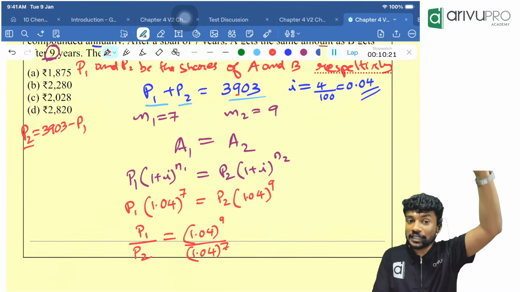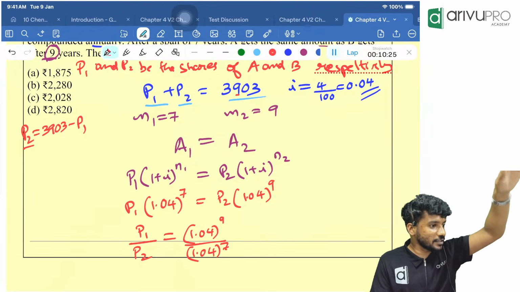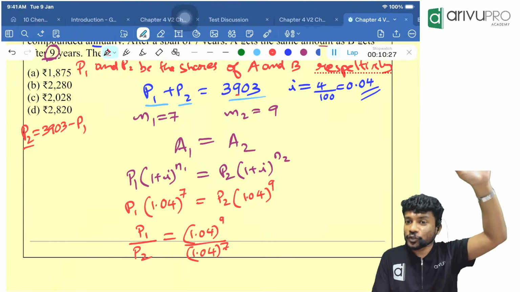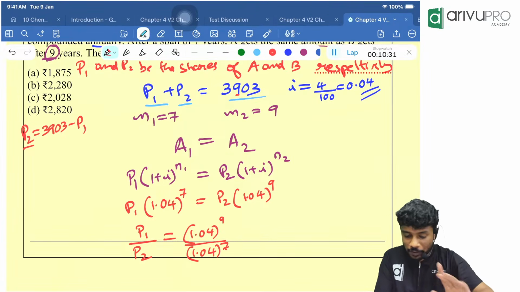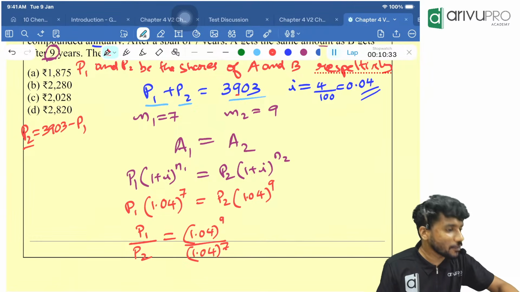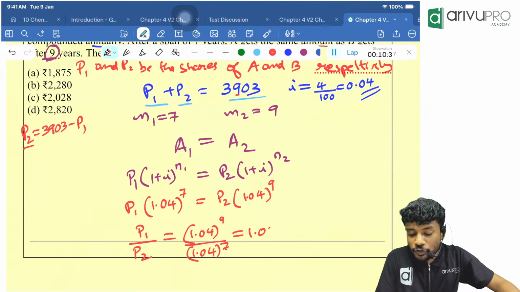10 raised to 7 divided by 10 raised to 5 will become how much? 10 raised to 7 minus 5 will become 10 raised to 2. Similarly, 1.09 the whole power 9 divided by 1.04 the whole power 7 will become what? 1.04 the whole power 2.